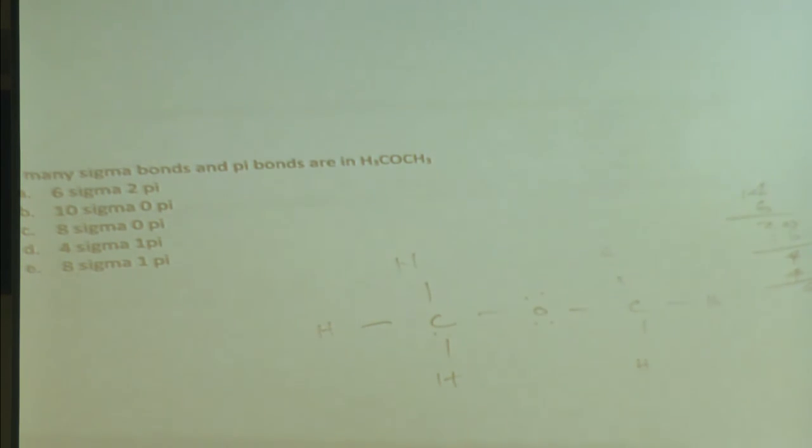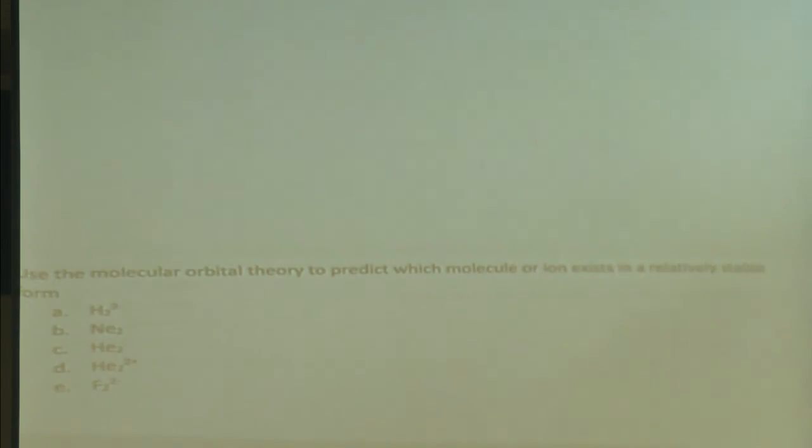So how many pi bonds? 0. How many sigma bonds? Yeah. So awesome. Yeah, that's pretty easy. That's how you can get asked that. How many sigma and pi bonds in this structure? So you have to draw it correctly and then count the sigma and pi bonds.